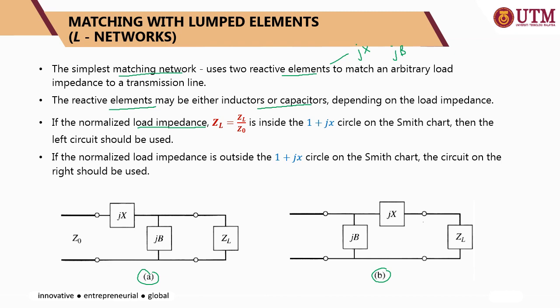Alright, so either the normalized load impedance is inside the 1 plus jx circle on the Smith chart, or it is outside. This is your Smith chart, so 1 plus jx is here. If the normalized load impedance lies within this area, you will be using configuration A, or else if it lies outside the 1 plus jx circle, you need to use configuration B.